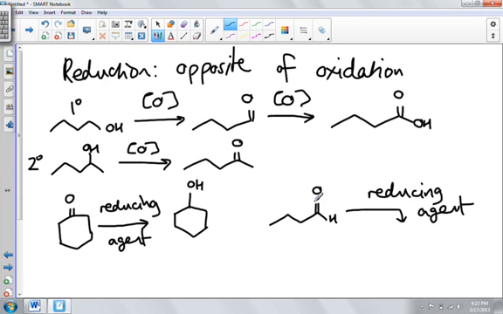Same thing for primary alcohols, right? So this gives you a secondary alcohol. This is an aldehyde. We've seen that primary alcohols oxidize to aldehydes. They can therefore get reduced in the opposite direction to primary alcohols. You don't need to worry about the specifics of what the reducing agent is, just as you didn't for oxidation. You just got to know what's actually happening.